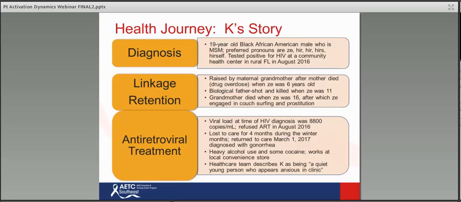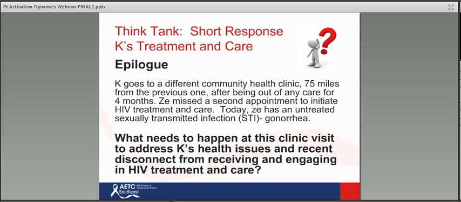Okay, so now we all have a visual of who we are working with and the journey that this individual has experienced on some level. So let's have a think tank. Let's have a little bit of a case conference. Here's the epilogue. Kay goes to a different community center clinic 75 miles from the previous one after being out of care for 4 months. Z missed a second appointment to initiate HIV treatment and care. Today, Z has an untreated sexually transmitted disease, gonorrhea.